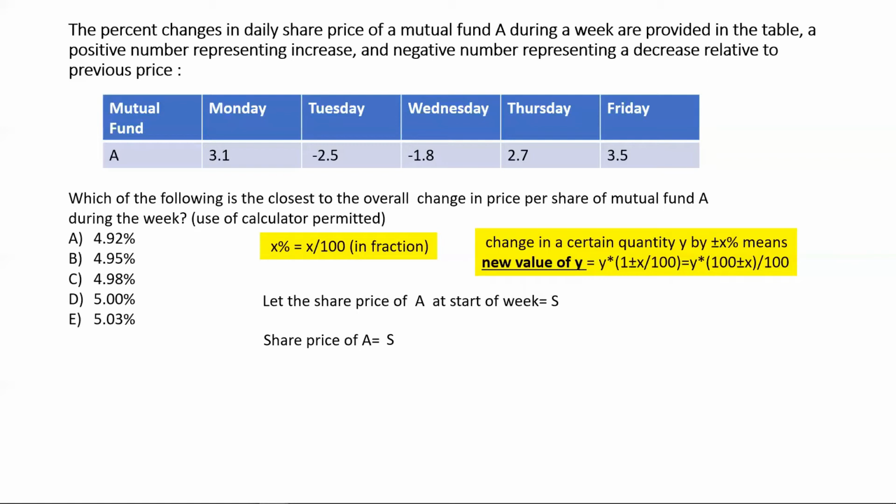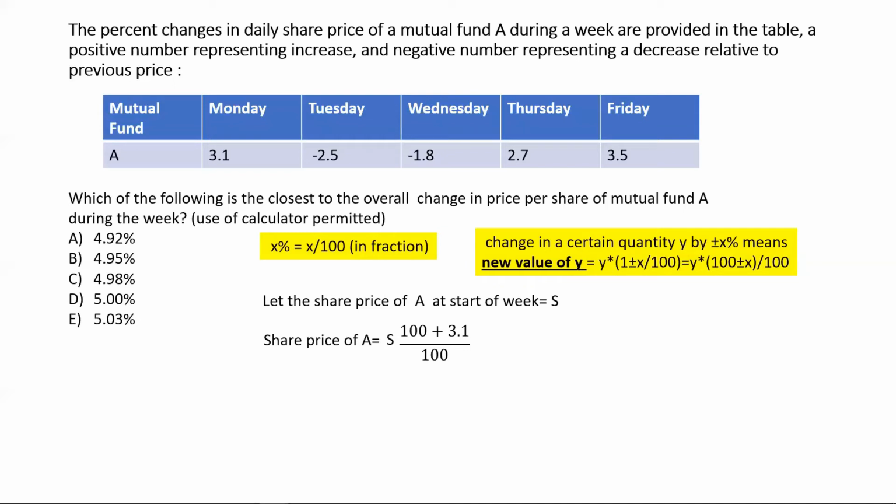Well, we know that on Monday the price actually increased by 3.1%. And now if we update the value at the end of Monday, the new value would be basically S multiplied by (100 + 3.1) divided by 100. So that's the share price at the end of Monday.